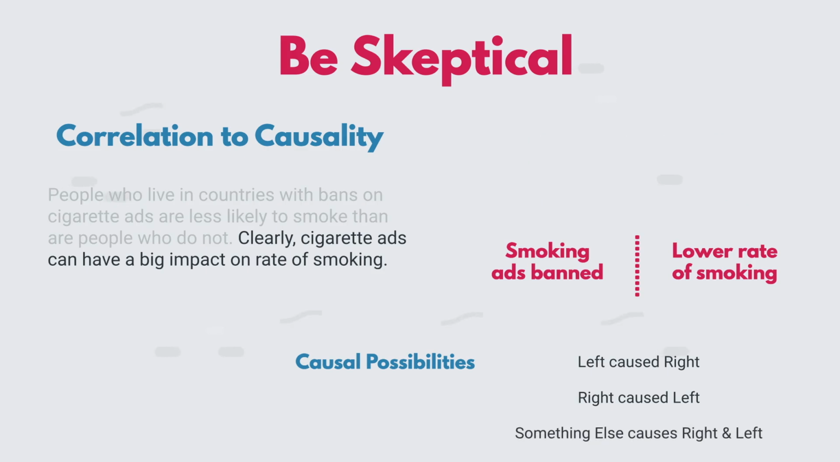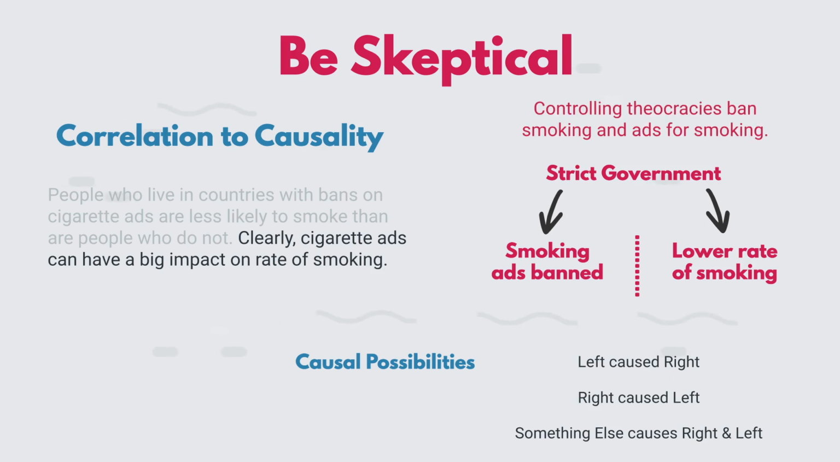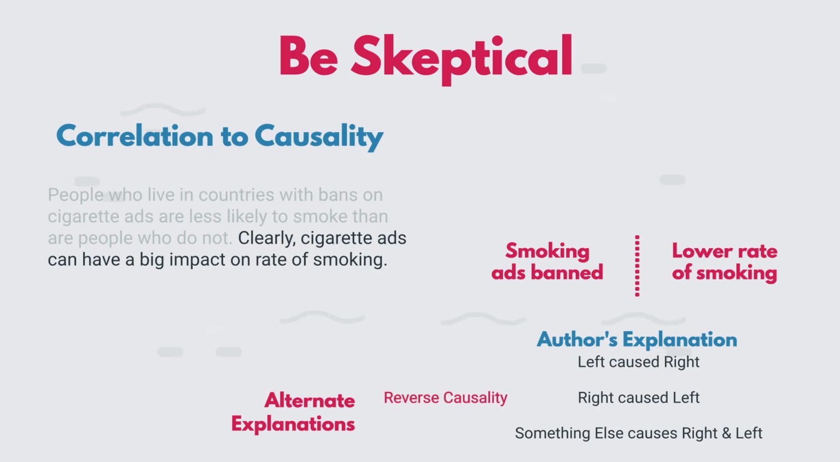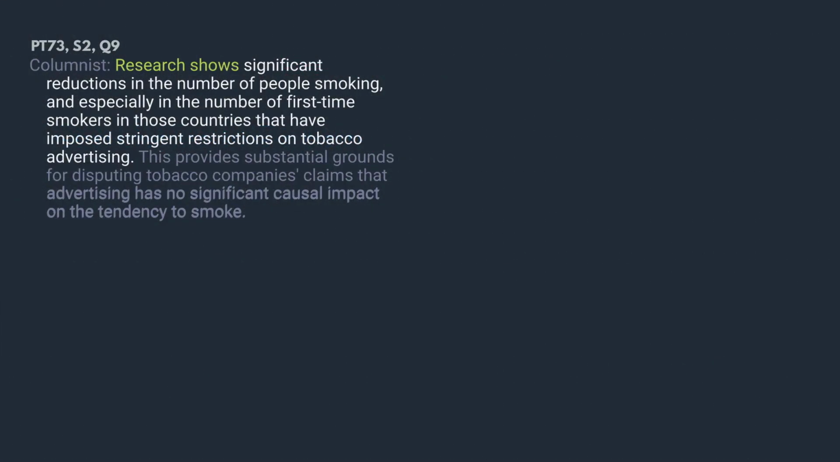It's also possible that these are both just symptoms of some underlying third factor. Maybe there's some strict theocratic government that says it's morally wrong to smoke, and it's also illegal to advertise smoking. So when authors choose one explanation, they're failing to consider these alternate explanations. We want to memorize reverse causality and third factor as alternate ways to explain a correlation between two things.